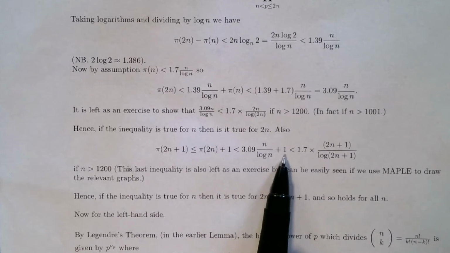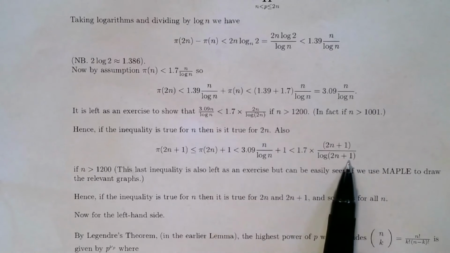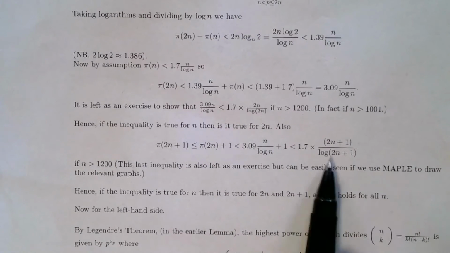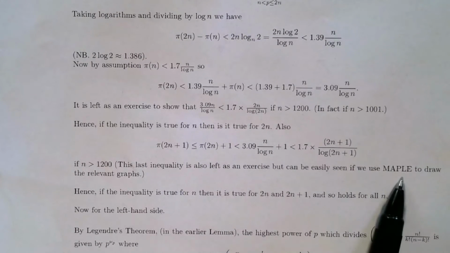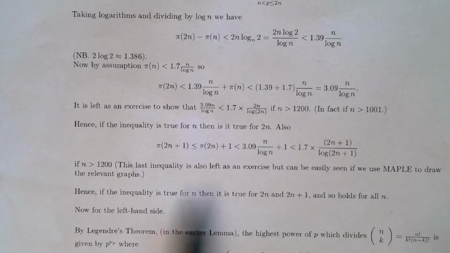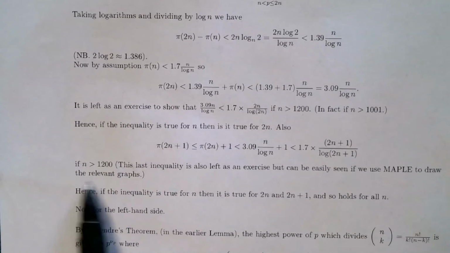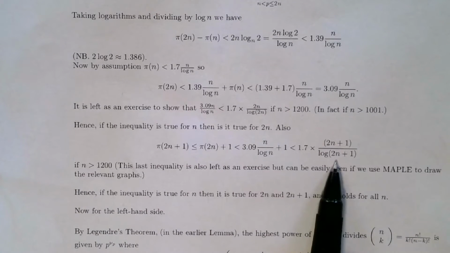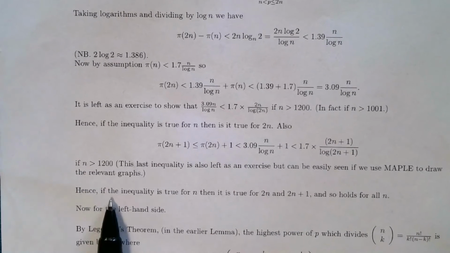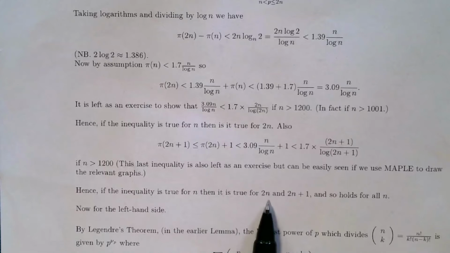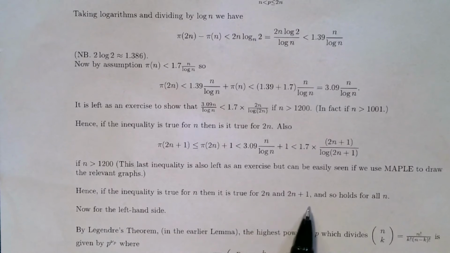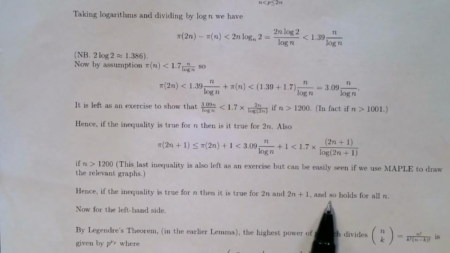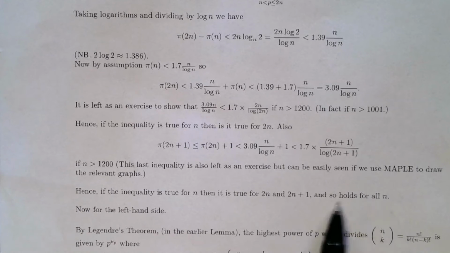And again, I claim that this is less than that. Again, we can use a Maple picture, a Maple sketch. In fact, I think the one I showed you was the one I wanted here. You can use a Maple sketch here again to show that if n is bigger than 1200, then this less than that is true. So that tells me if the inequality is true for n, then it's true for 2n and 2n plus 1. And then by this version of induction, it holds for all n.